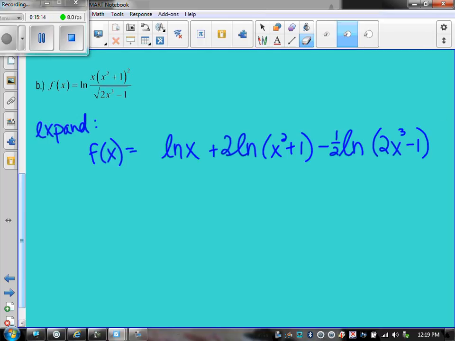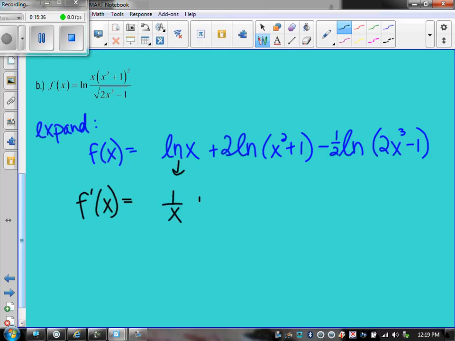So now that I've expanded, it's going to be a little bit easier to find my derivative, because now I can just find the derivative of each little piece instead of trying to do some weird quotient rule if I were to try to take the derivative from the very beginning. Okay? So now let's go ahead and find the derivative of each little piece. What is the derivative of natural log of x?